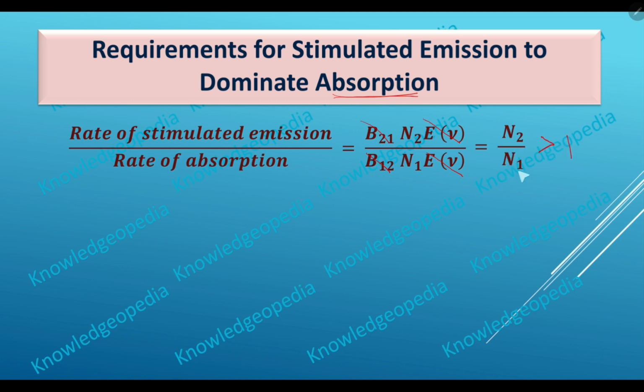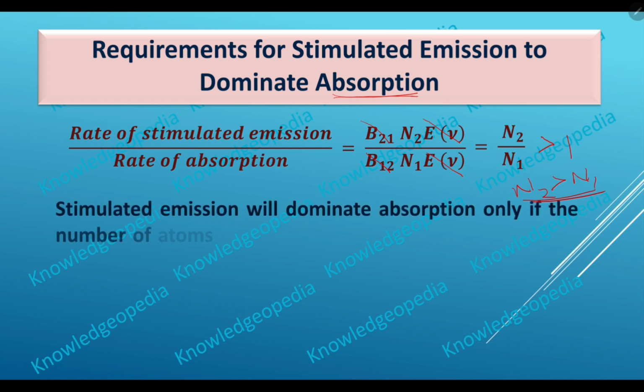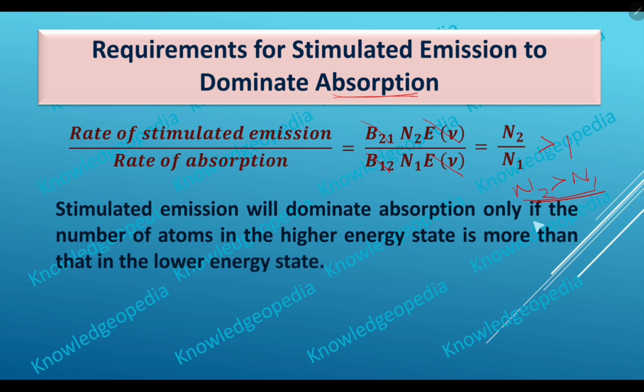That means N2 should be greater than N1. So this should be the condition under which stimulated emission will dominate over absorption, right? Stimulated emission will dominate absorption only if the number of atoms in the higher energy state is more than that in the lower energy state. The higher energy state is N2 and the number of atoms in the lower energy state is N1. So only when N2 is greater than N1 will stimulated emission dominate over absorption. So this is the third condition.